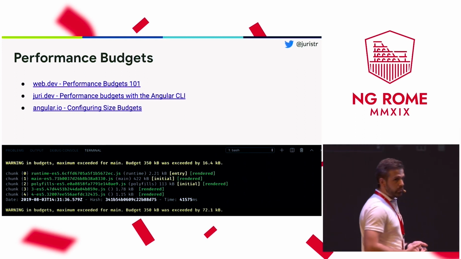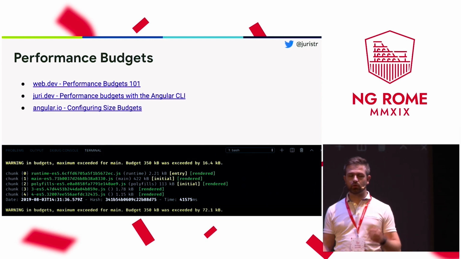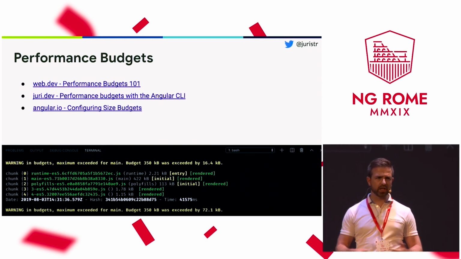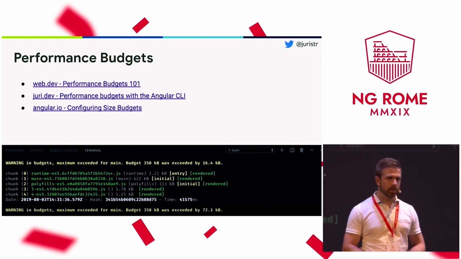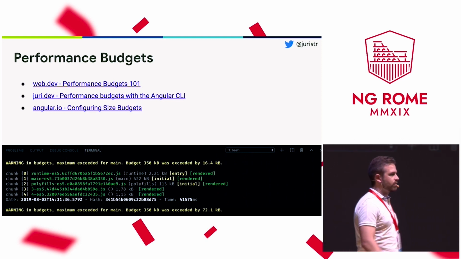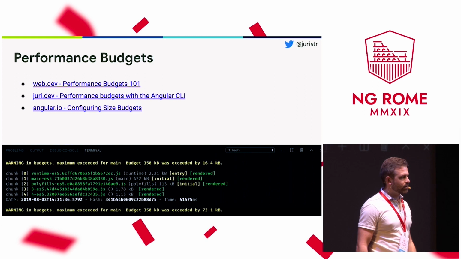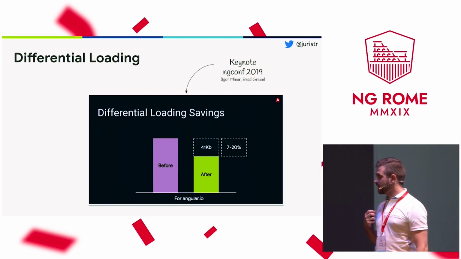This is really powerful, because you can integrate that in your build pipeline. Whenever someone adds a new library which is too big or not optimal, your build will fail, and you can immediately have a look at what went wrong. It's like having a signal that contacts us and tells us, look, there's a problem. Here are some of the links where you can see what performance budgets are and how you can configure them for the Angular CLI.